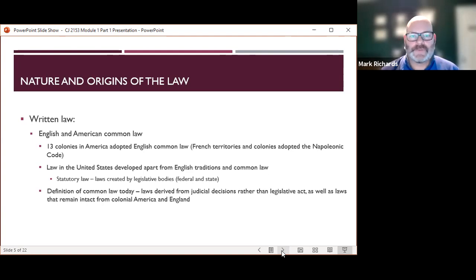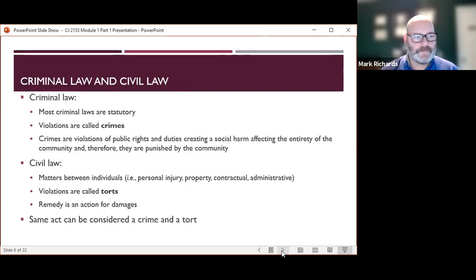Common law as it exists today in the United States is the system of laws derived from judicial decisions rather than legislative act, as well as the laws that remain intact from colonial America and England. So we have two systems of law in the United States, the first being criminal law and the second being civil law. Under criminal law, most criminal laws are statutory, and violations of those laws are called crimes. Crimes are violations of public rights and duties that create some harm to the community. They affect the entirety of the community and therefore are punished by the community.